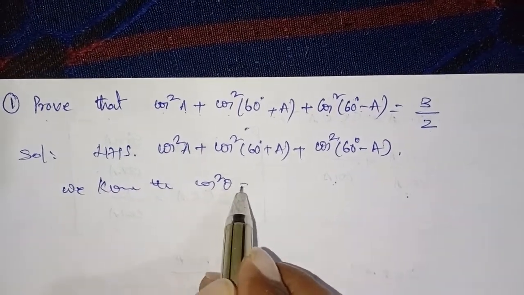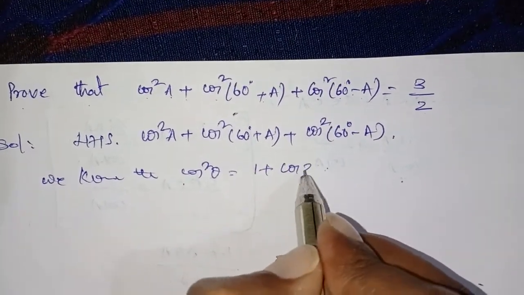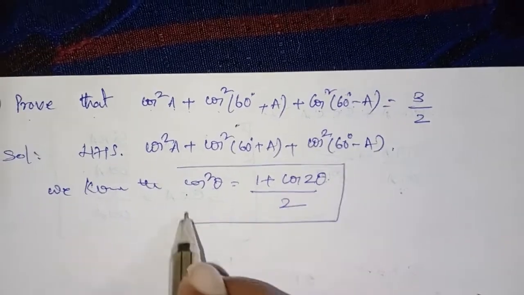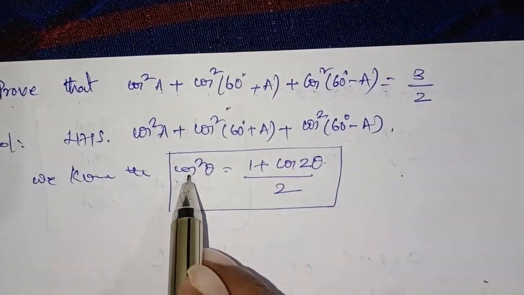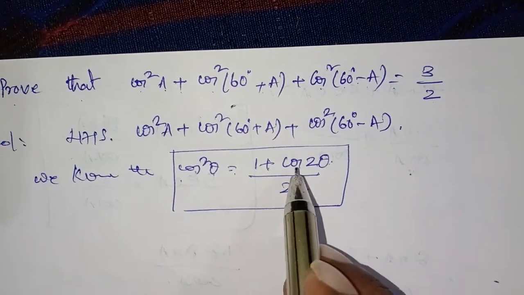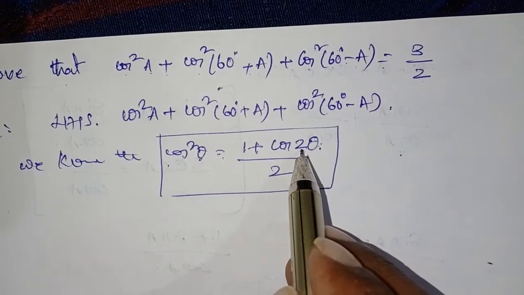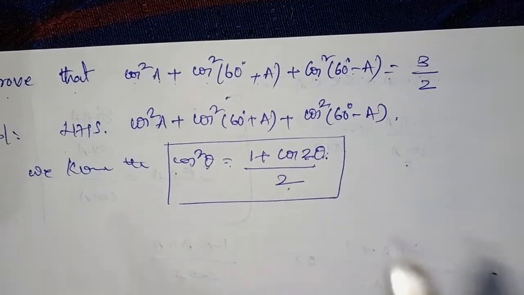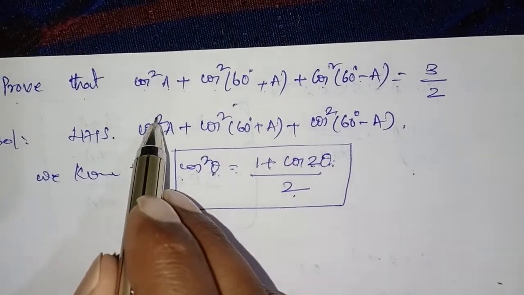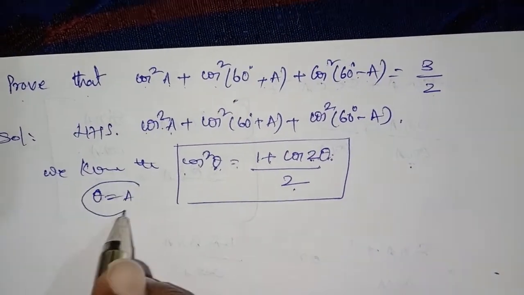We know that cos²θ is equal to (1 + cos 2θ)/2. This is the formula. Here we have a single θ, and in the formula we have 2θ by 2. So if we apply it here, for the first one, cos²A, θ is equal to A.